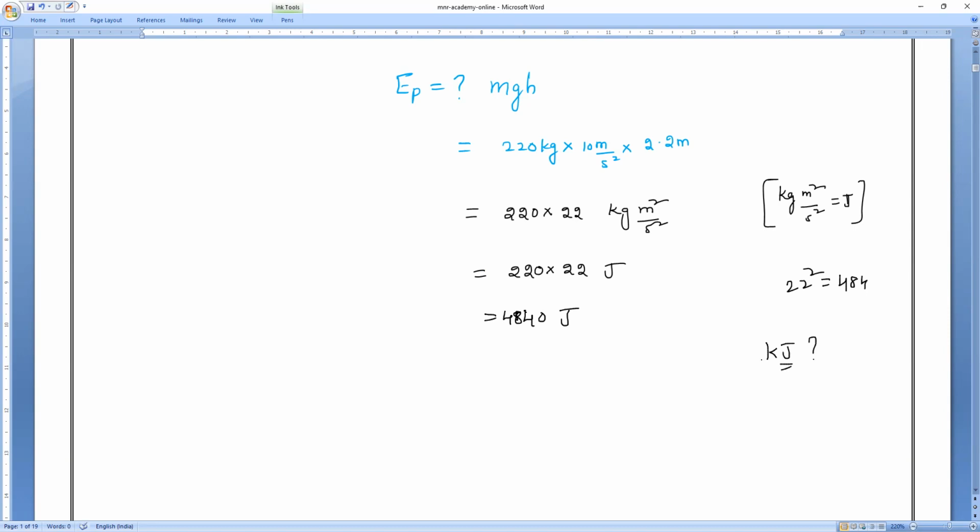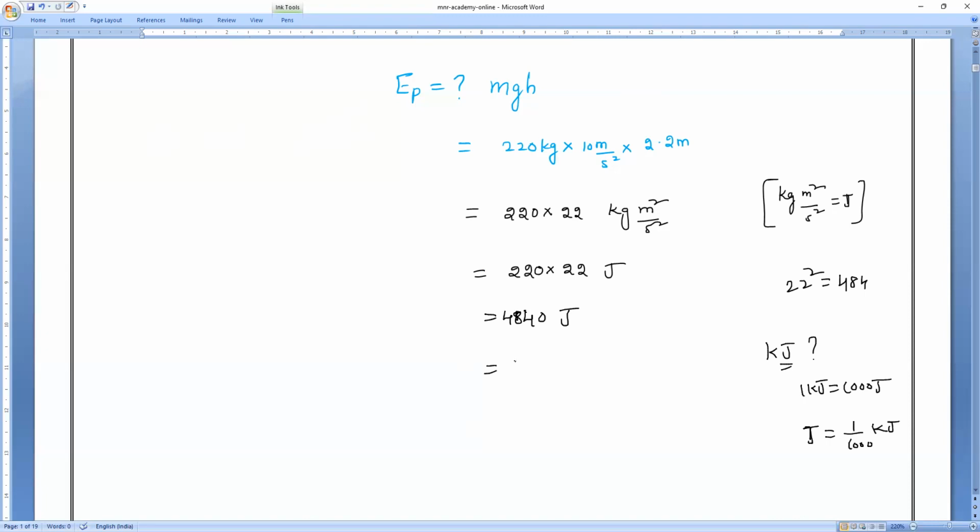Kilojoules. So we all know what kilo means. Kilo means 1000. So 1 kilojoule is equal to 1000 joules. Now 1 joule is equal to how many kilojoules? 1 by 1000 kilojoules.